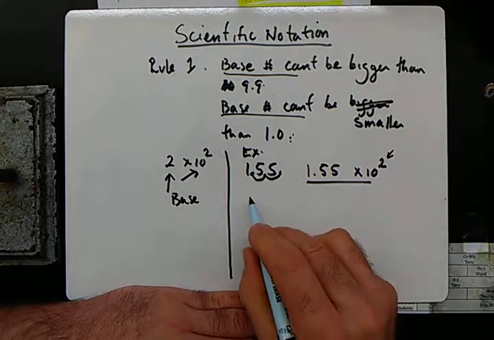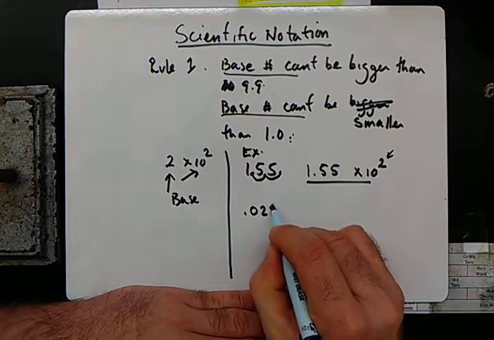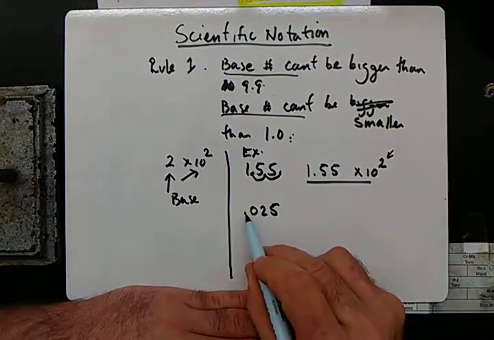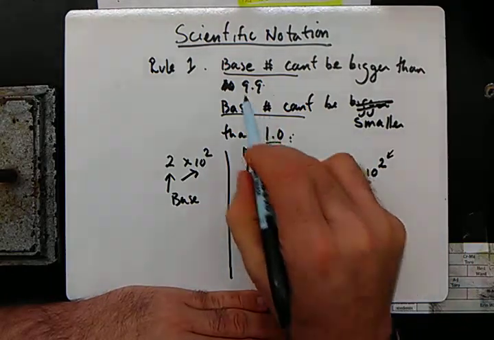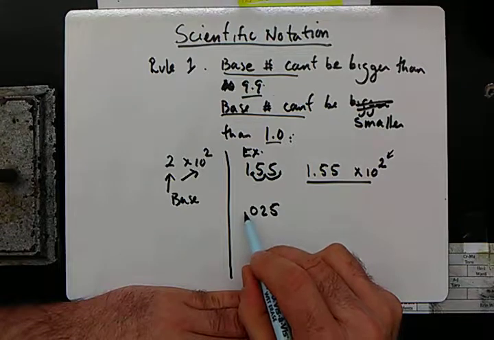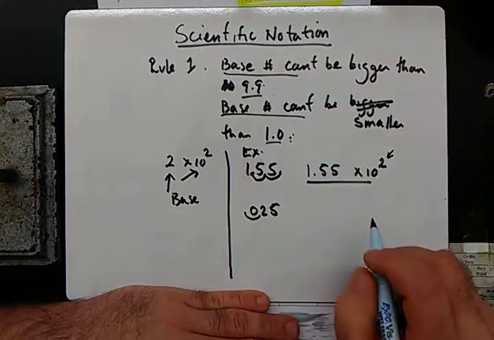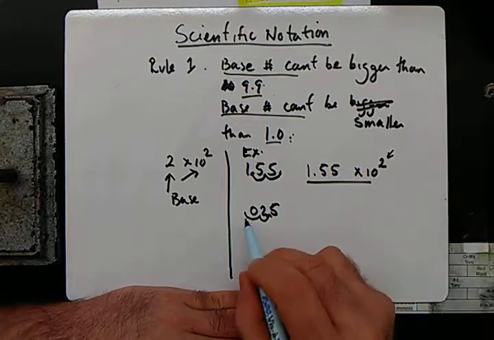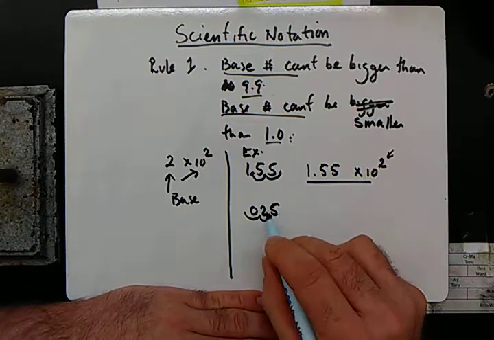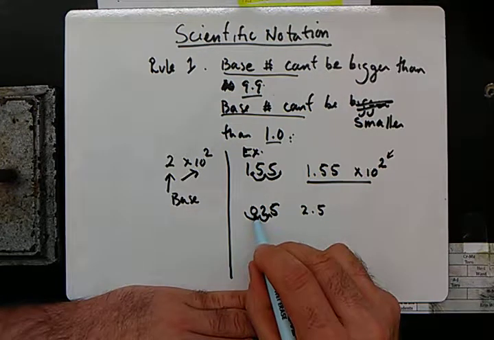All right, let's try a small number. Okay, well, we're going to work with 0.025. Our base number is going to be between 1 and 9.9. So let's move the decimal this way. 0.25, are we there? Nope. Okay, are we here now? We moved it over twice. Yes, our base number is now 2.5. You don't need that 0 anymore.